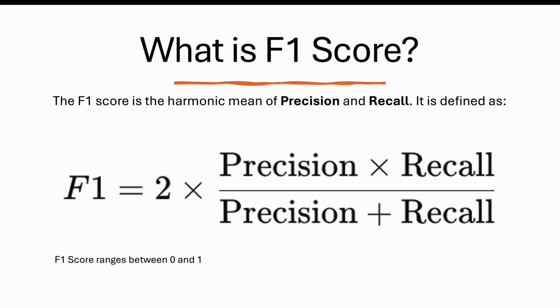F1 score always ranges between 0 and 1. 0 means the worst F1 score, and 1 is the best F1 score. 0 means your model is not able to predict anything positive. And 1 means it has predicted all the instances correctly.